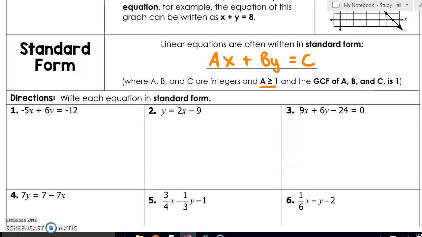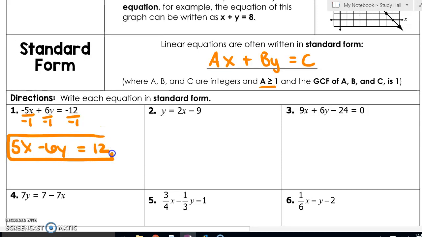So in number 1, the only problem with this is not that the x and the y are in the incorrect place, it's that the first term is negative. So what we're going to do is divide every term by -1. Because if you do it to one side and you do it to the other side, then you're okay. So -5x divided by -1 gives us 5x minus 6y equals 12. That's standard form.